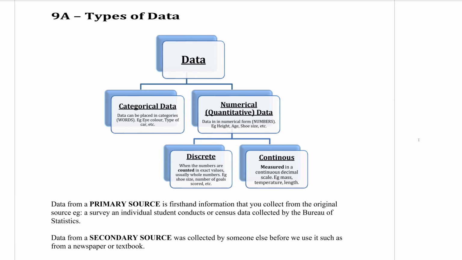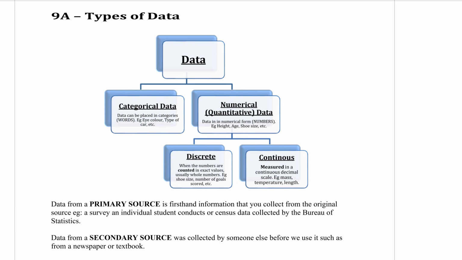There are two things that we're doing today, so we can't afford to waste any more time. We're looking at types of data. Data can be classified into two main categories. If you were doing a survey, there are two main types of data that you could be collecting.